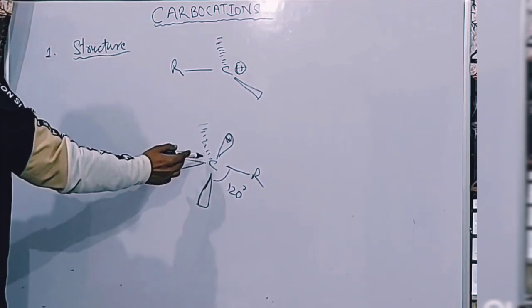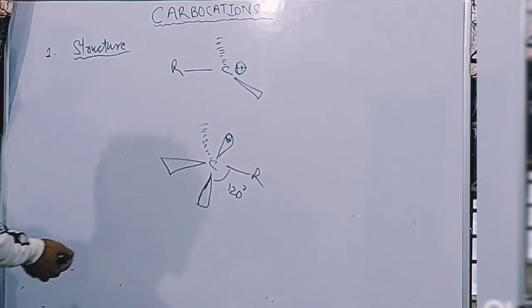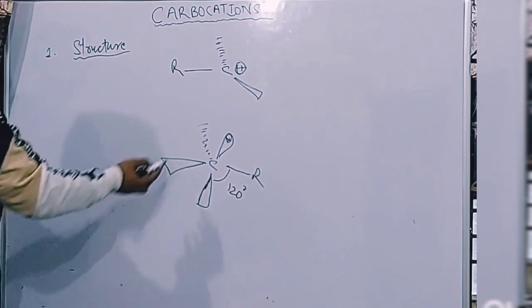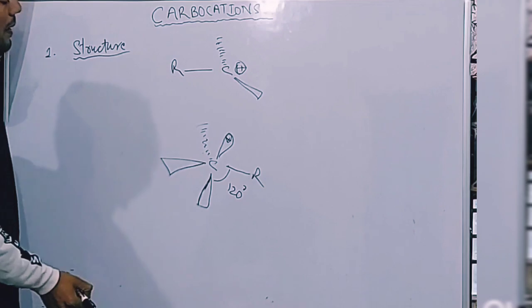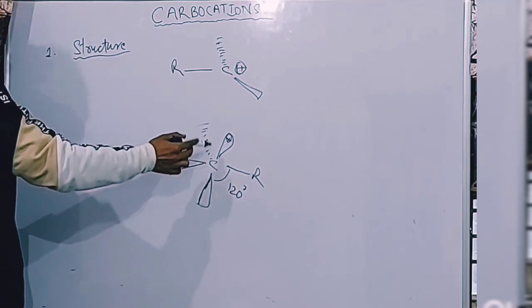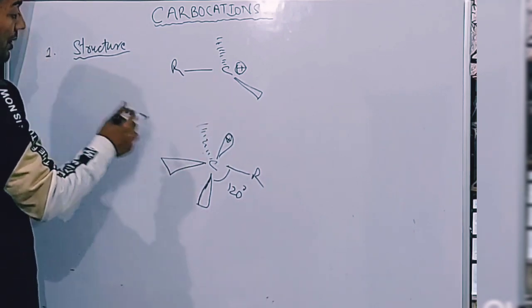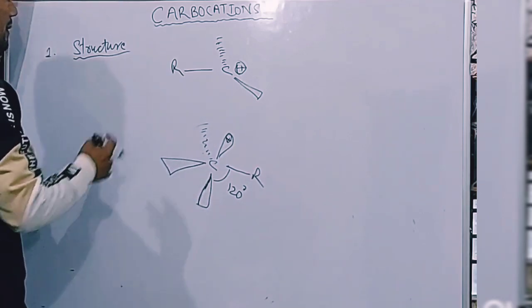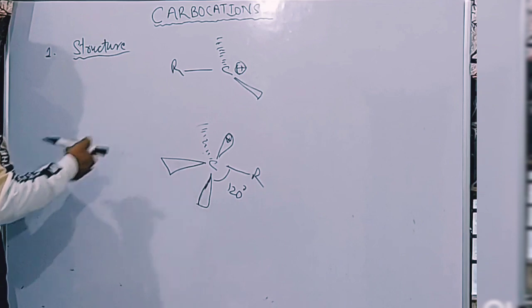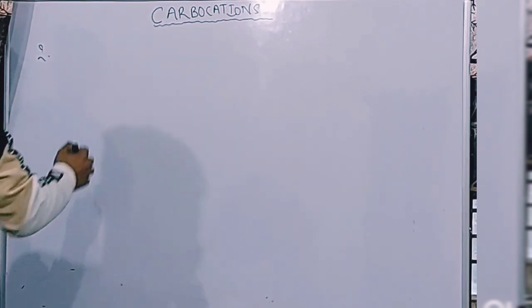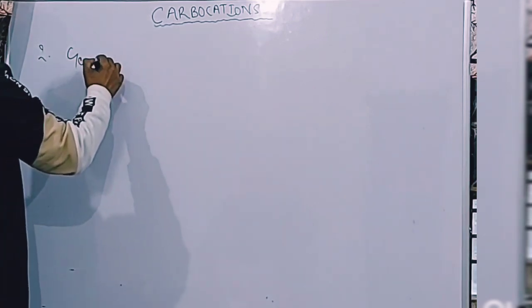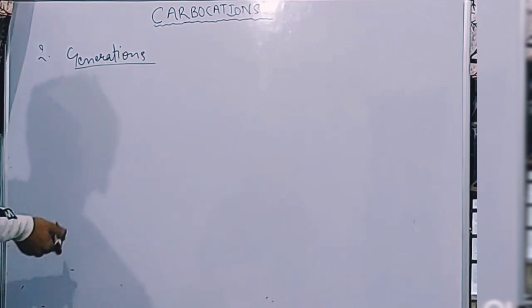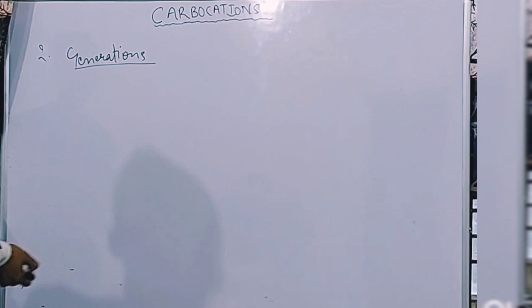You can see that the central carbon atom is trivalent, and this carbon atom is holding a sextet of electrons, because 2, 4, 2, 6, and the vacant orbital has positive charge because it has no electron present in it. So this is the structure of a carbocation. The next topic is generation of carbocation. So carbocations can be generated with different methods.